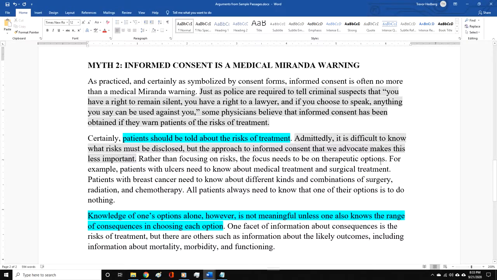Rather than focusing on the risks, focus needs to be on therapeutic options. For example, blah, blah, blah. So anytime that you see, for example, almost always, that is going to be some kind of a clarification of a premise that was presented earlier. It's not universal, but a lot of times these are just clarificatory remarks that don't themselves have premise content. So here, the premise content is this. Well, it's actually not even that. It's really just this idea.